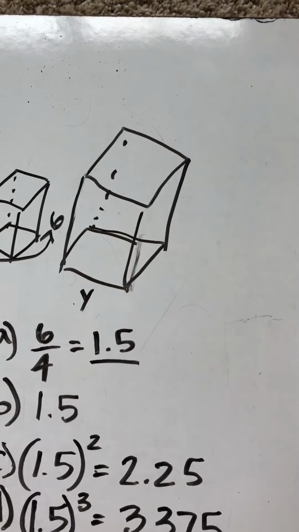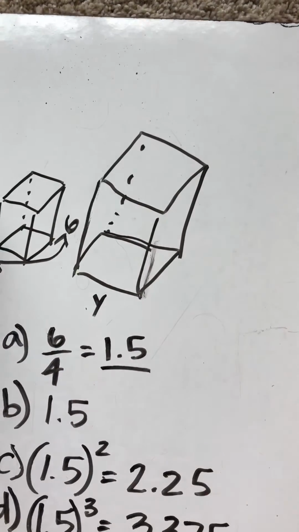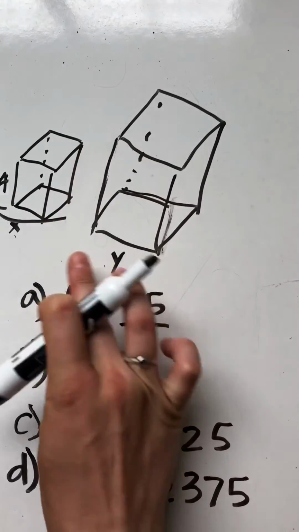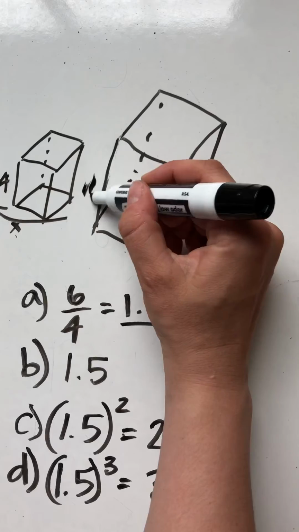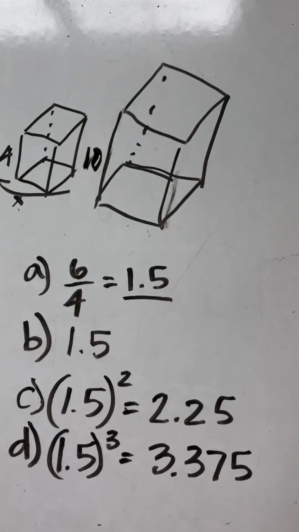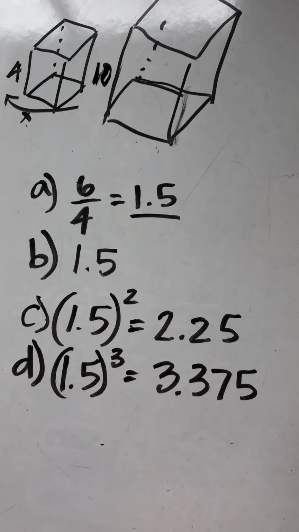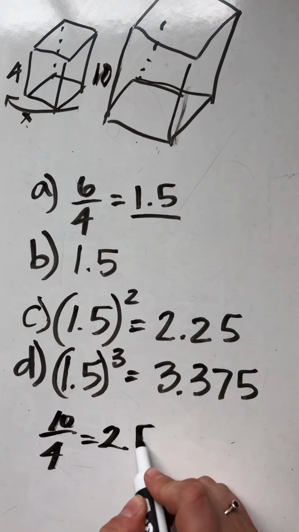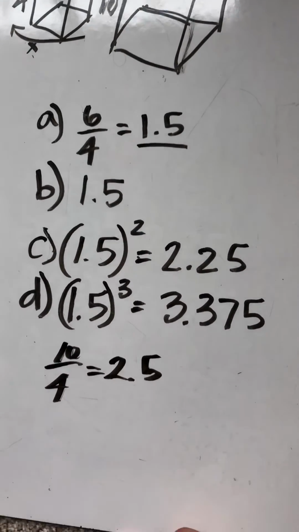The last question says, what if you have another prism that is similar to these 2, but actually has a side length of 10? So I'm going to kind of use the 6 as my guide and just erase it and say, all right, well, what if it's 10? I still know that they're similar. So it would probably be helpful to know the similarity ratio. So 10 compared to 4 is 2.5. So that's my linear scale factor.